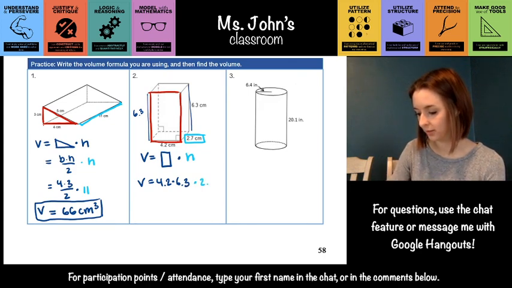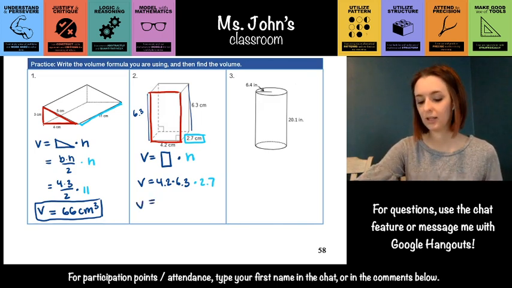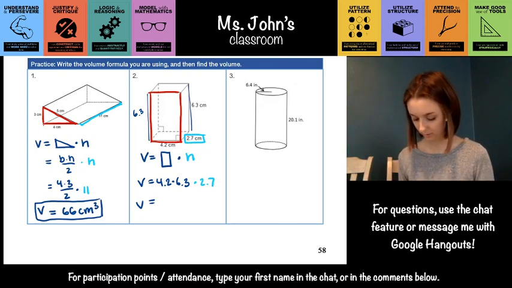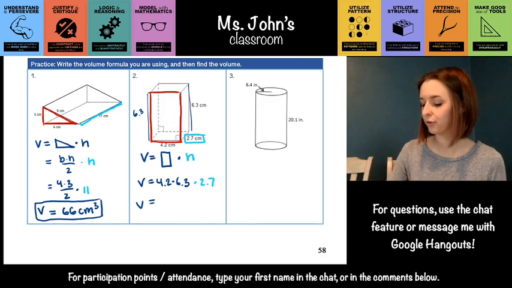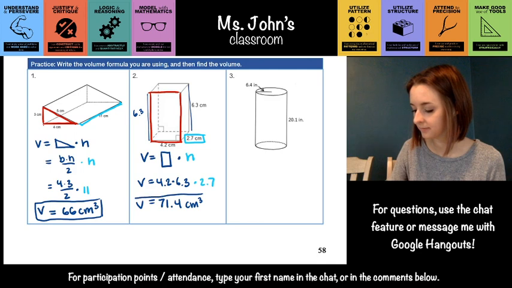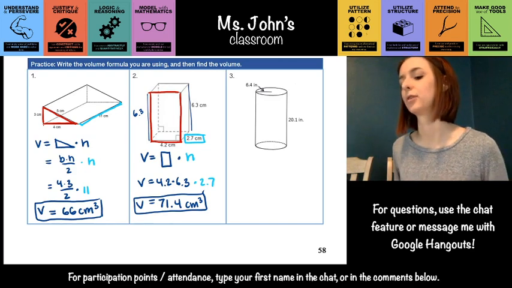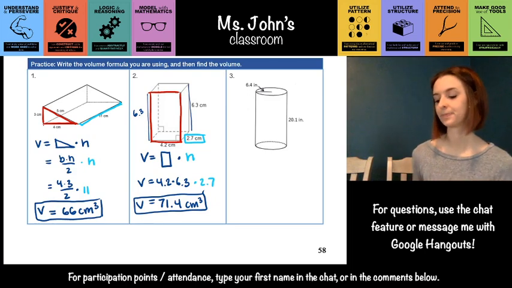times 2.7. I'm using a calculator, double checking my work because I don't want to do it wrong. 4.2 times 6.3 times 2.7 is 71.442. So 71.442 centimeter cubes fit into that rectangular prism.